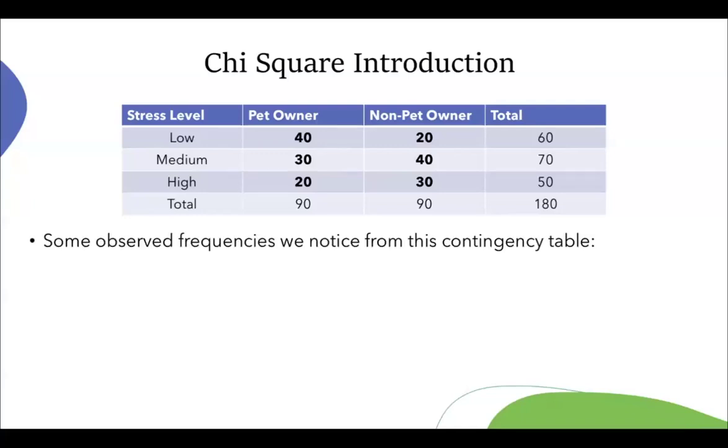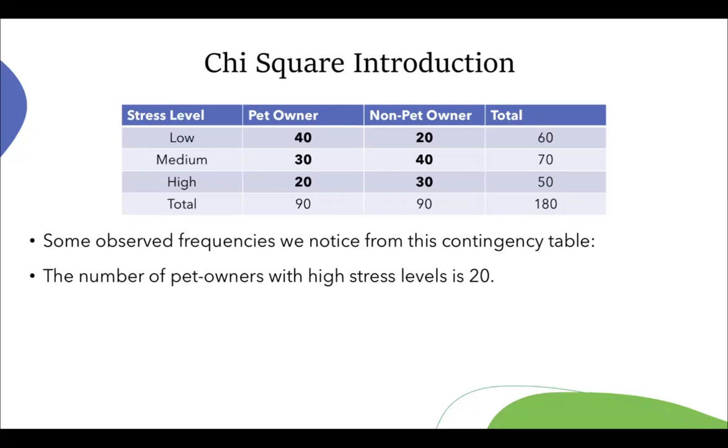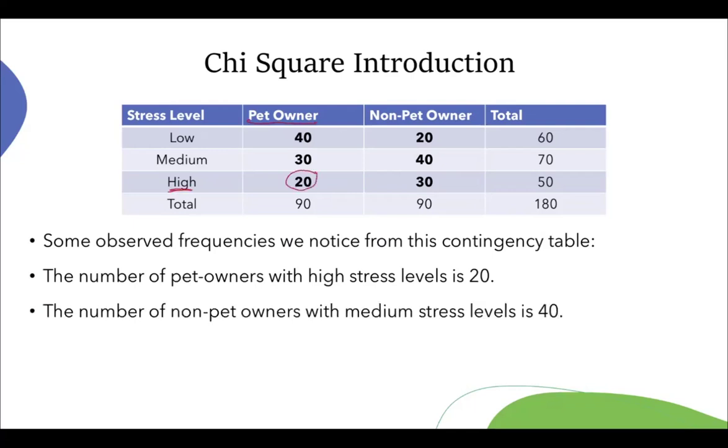Some observed frequencies that we could note from this contingency table are that the number of pet owners with high stress levels is 20. So we look at pet owners with high stress, and that value is 20. The number of non-pet owners with medium stress levels is 40. Non-pet owners with medium stress is 40.